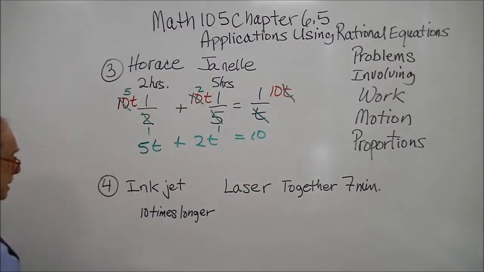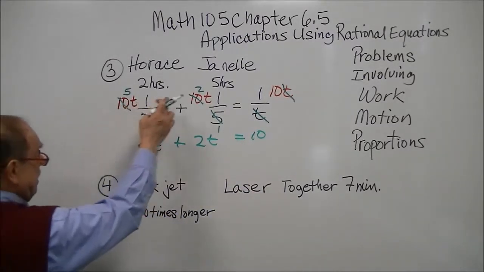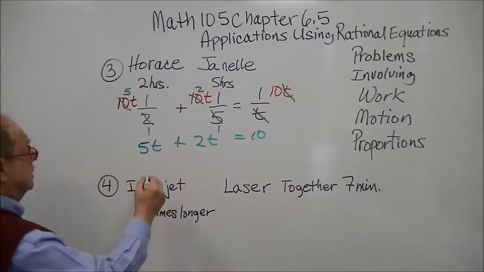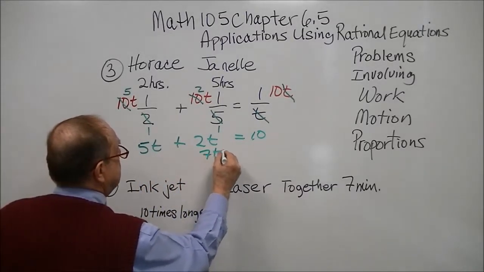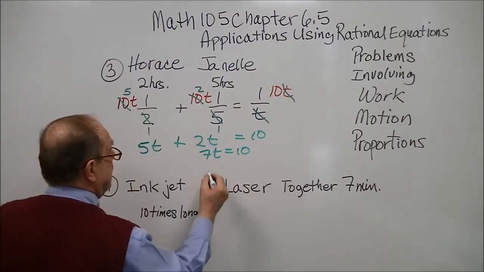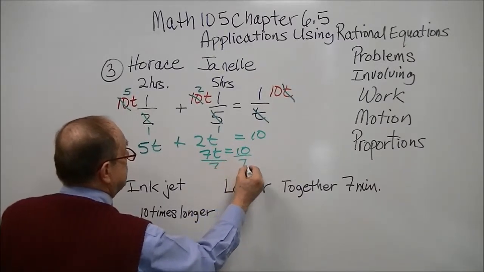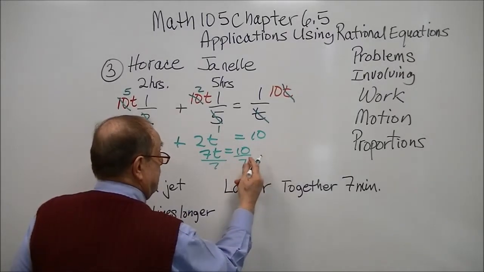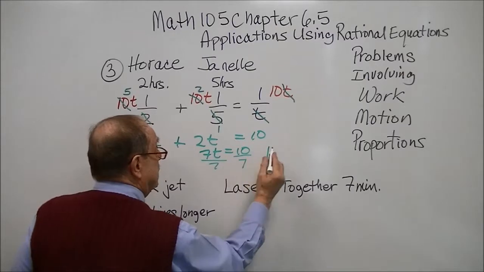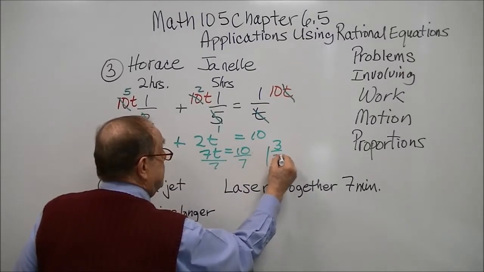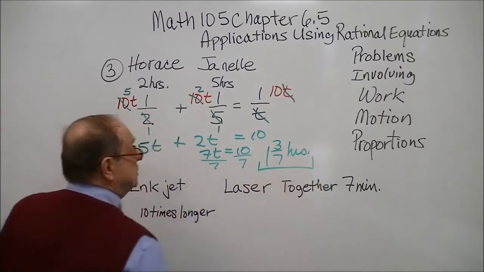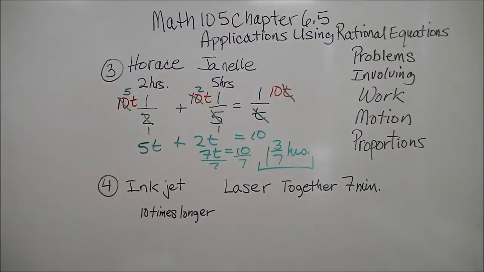equals 10. Now notice the T's are back up there to the other formula they introduced. So this is going to be 7T equals 10. Divide both sides by 7. We get, converting this into 1 hour and 3/7 that it would take for them to work together.